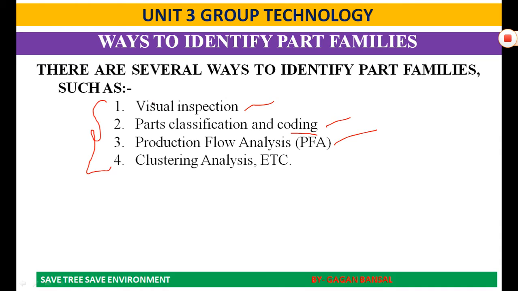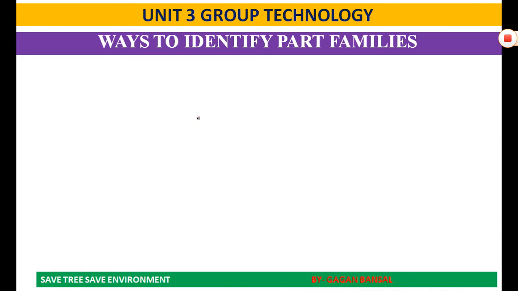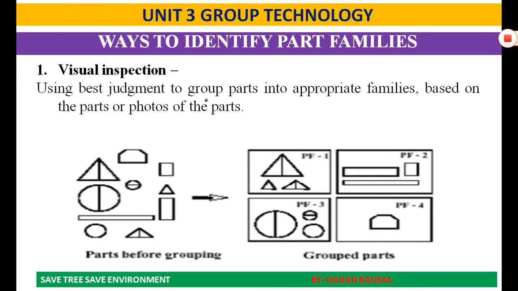So let's start with visual inspection. Visual inspection, as the name suggests, it is very clear. Using best judgment to group parts into appropriate families based on the parts or photos of the parts. What I mean to say is, suppose we are given different parts in random order. Say these are the parts before grouping, and with visual inspection we can separate the parts based on their different shapes and our expertise.